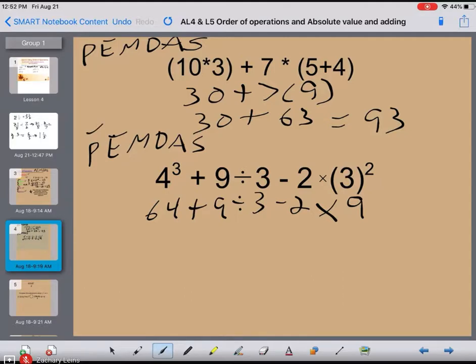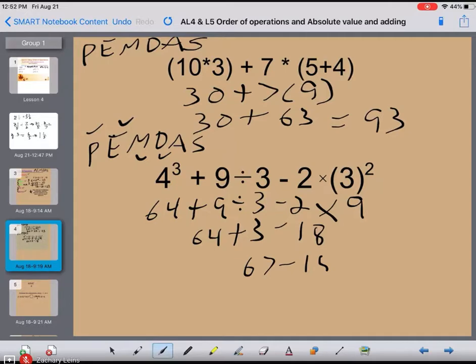All right, now let's look at multiplication and division from left to right. So we have 64 plus 9 divided by 3. That's going to go to 64 all plus 3, because we break 9 into 3 parts, and we get 3. Minus 2 times 9, so that's multiplication, so that's going to be minus 18. All right, so what we see here is now we are down to addition and subtraction. So 64 plus 3 is going to be 67, and then all minus 18.